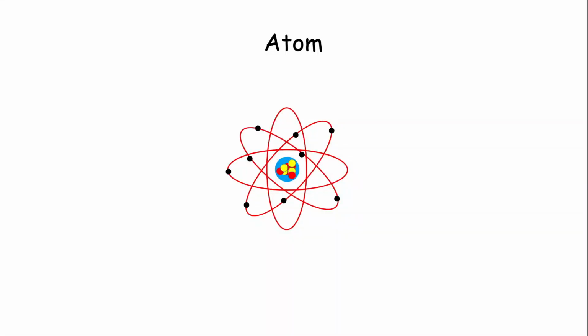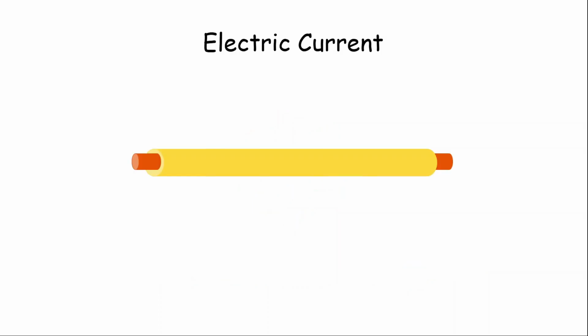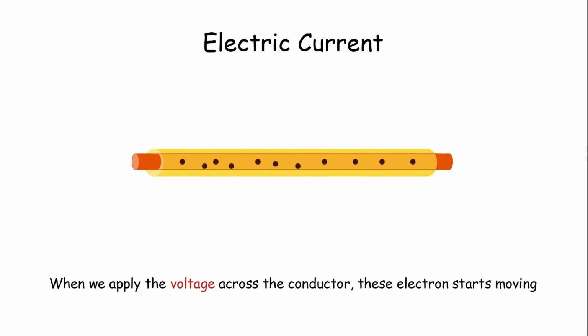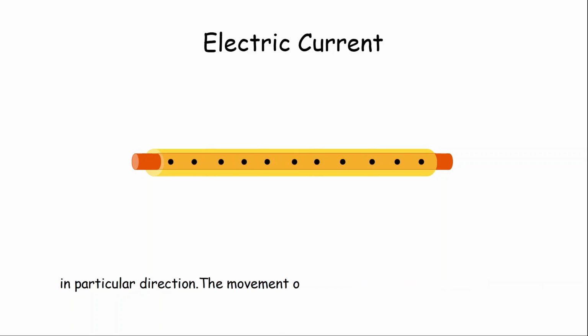In order to understand electric current, let's see what is inside the atom. An atom consists of electron, proton, neutron and nucleus. The nucleus is present in the center of the atom. Proton and neutron are present in the nucleus and electrons are present in the orbit around the nucleus. There are some free electrons in the outermost shell of the atom. If I talk about the copper wire, there are some free electrons in the outermost shell which move in a random direction due to thermal energy. And when we apply voltage across the conductor using the battery, these electrons start moving in a particular direction. The movement of these electrons is called an electric current.